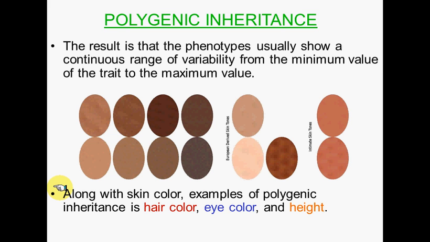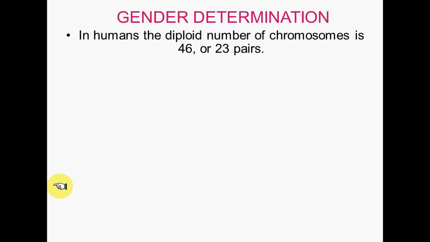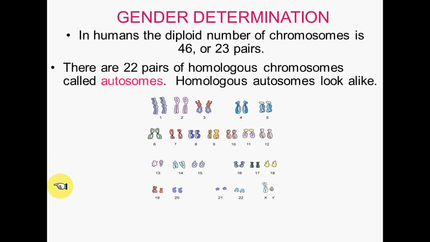Gender determination is another type of complex inheritance. In humans, we already know this, the diploid number of chromosomes is 46, or 23 pairs. And 22 of those are homologous chromosomes. They're called autosomes. And remember, those are the ones where, for example, both of these code for the same things. They just have different alleles. But you come down here to this X and Y, and you notice that they don't look the same. They're not the same size. They don't have the same number of genes. And this is that 23rd pair that differs in males and females.